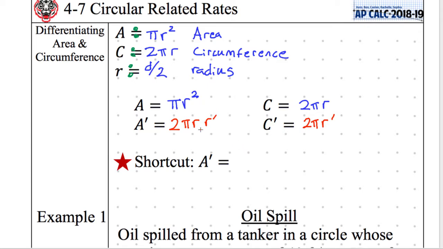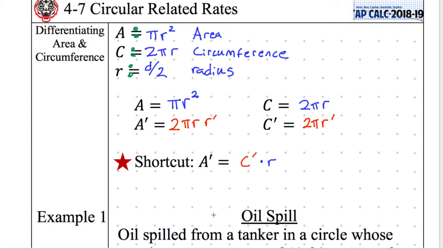Shortcut. Notice the relationship between A prime and C prime. Notice the rate of area and the rate of circumference. How do they relate to each other? A prime is equal to something with C prime in it. Here's C prime, but what do I have with C prime as well? R. Yep. C prime with an R. C prime times R. There's your handy dandy shortcut.